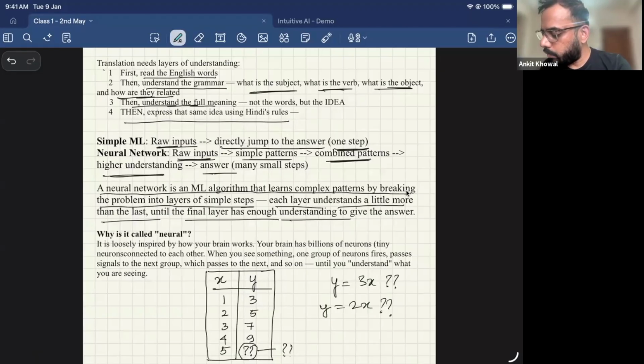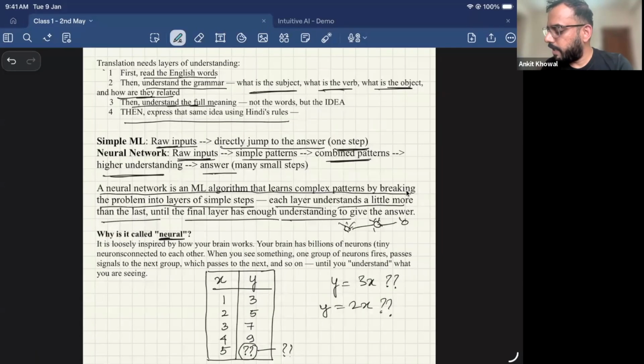But I want to talk about one point: why is it called neural? Because it is loosely inspired by how our brain works, right? When you see an object, right now you feel that you can directly identify it, right? But when you see an object, there are different kinds of neurons in your body which fire, and they are at different levels.